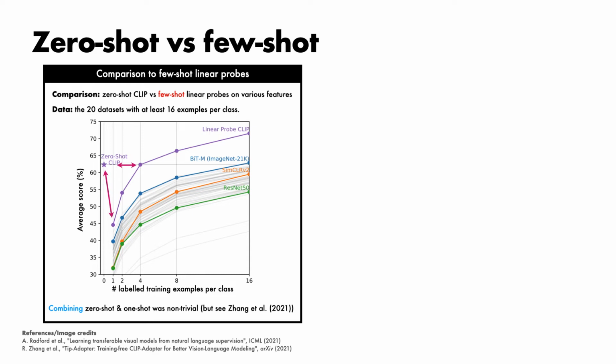One example is the Tip-Adapter of Zhang et al. Overall, we observed from this experiment that zero-shot CLIP provides compelling performance, equivalent to the 16-shot performance of the strongest baseline included in this study, which was the ImageNet 21K BiT-M model.